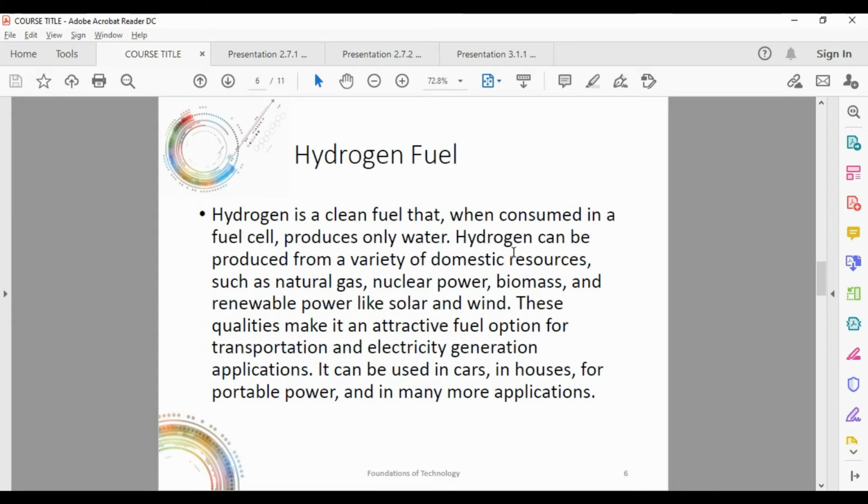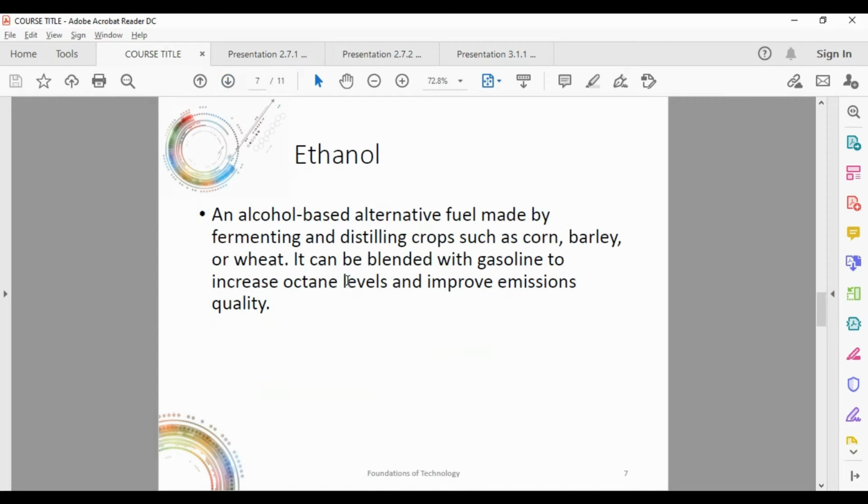But if you had a hydrogen fuel cell car, the problem with that is if they were to ever get into an accident and explode, it's pretty intense. But hydrogen can be produced from a variety of domestic resources such as natural gas, nuclear power, biomass, and renewable power like solar and wind. These qualities make it an attractive fuel option for transportation and electricity generation applications. It can be used in cars and houses for portable power and many other applications. Out of all of these, this one is my particular favorite, but the dangers of it, if things go bad, is really bad, as opposed to a lot of these others.